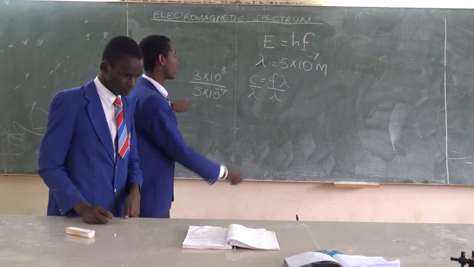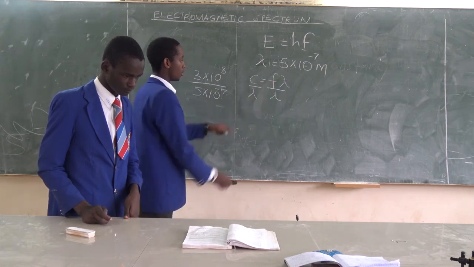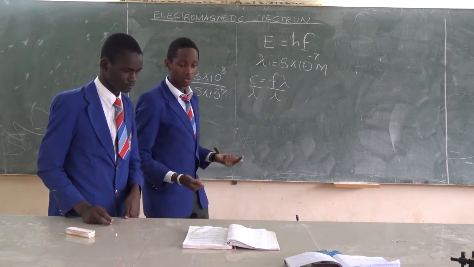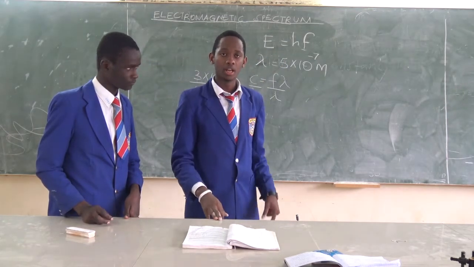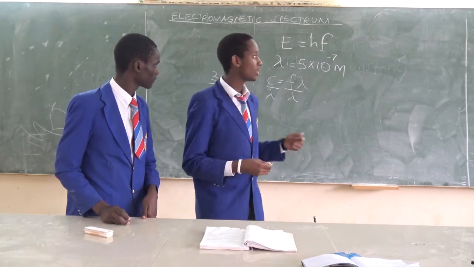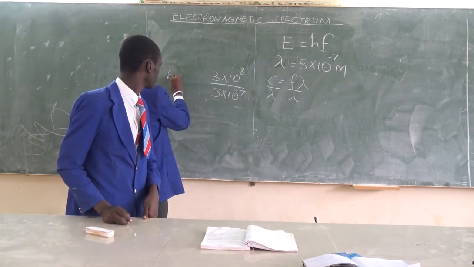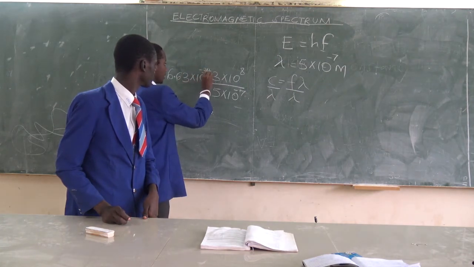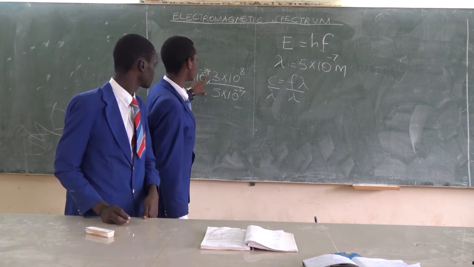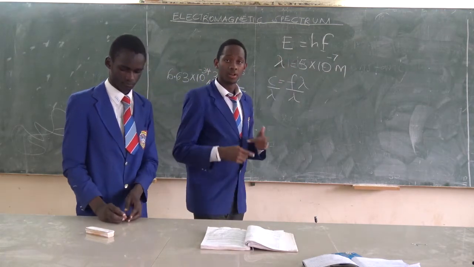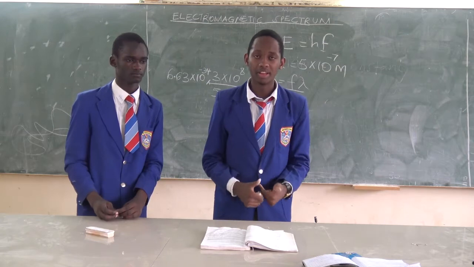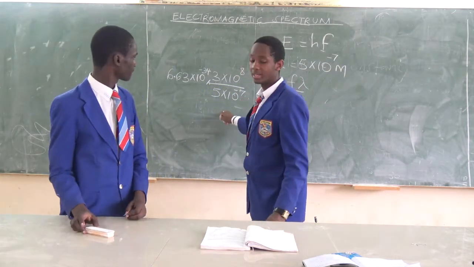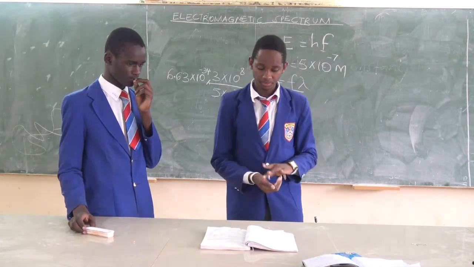When we do so, we will find the frequency, and we can just take it the way it is and multiply by Planck's constant. Planck's constant varies at times, but normally it is given as 6.63 times 10 to the power negative 34. When you do so, you will find the energy content of that electromagnetic wave, and the SI unit of energy is the joule. Therefore, the value you will get will be in joules.